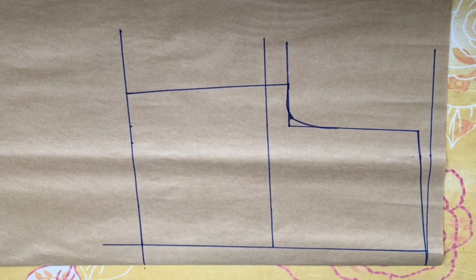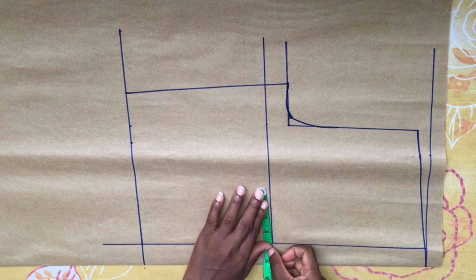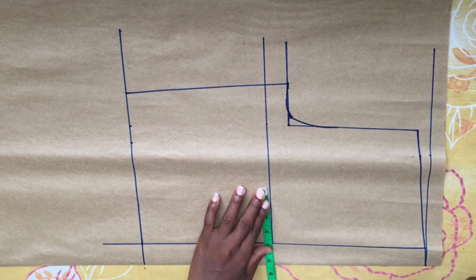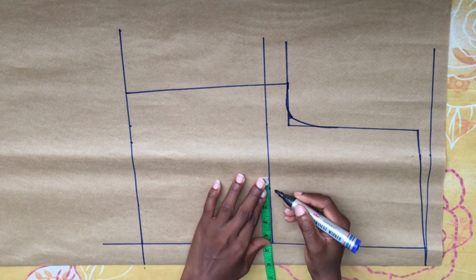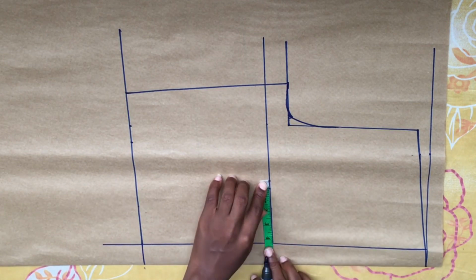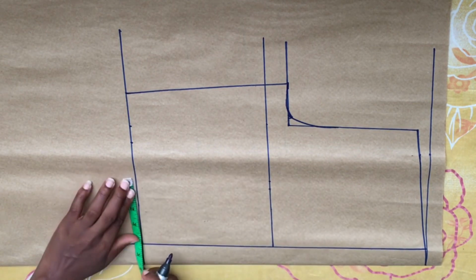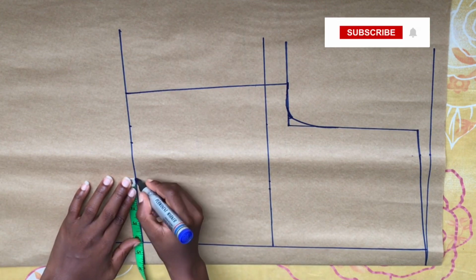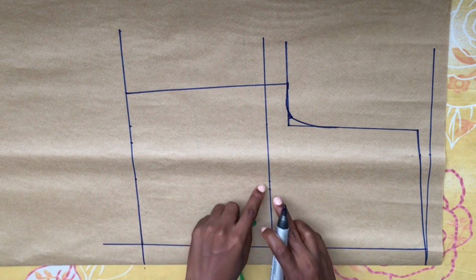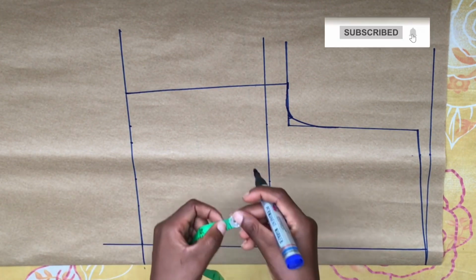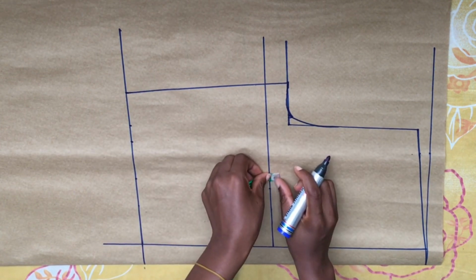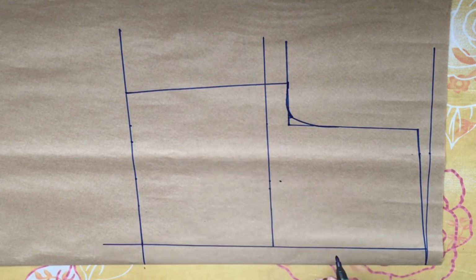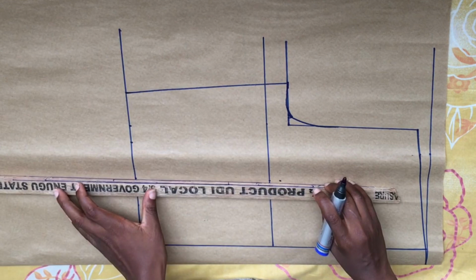To create the dart, I'll come to the bust point and take the bust span measurement divided by 2, which is 3 3/4. I'll be adding an extra ½ inch, which gives me 4 1/4. So I'll take the same 4 1/4 on the waistline. I'll come again to the bust point and go up by ½ inch. So I'm going to rule a straight line.